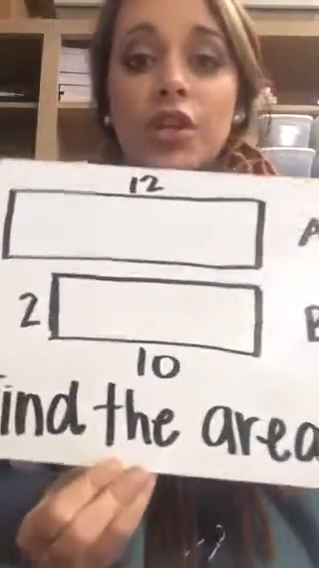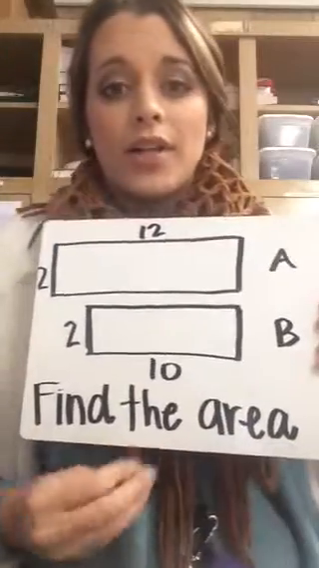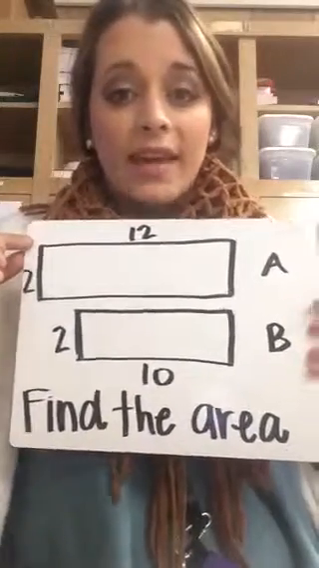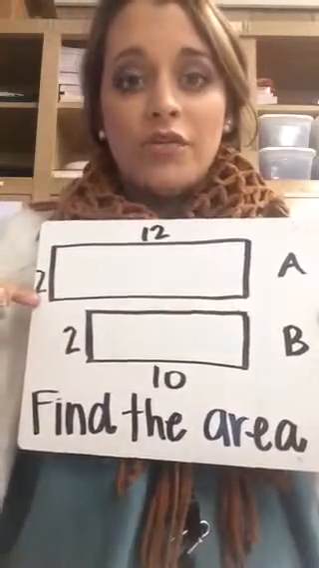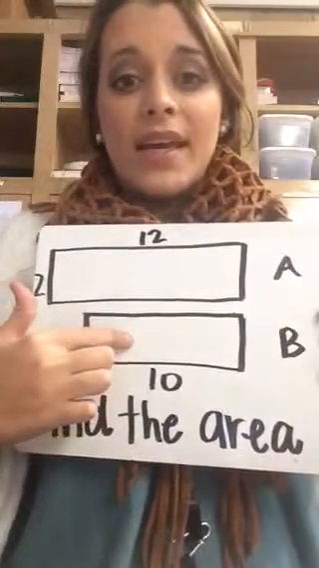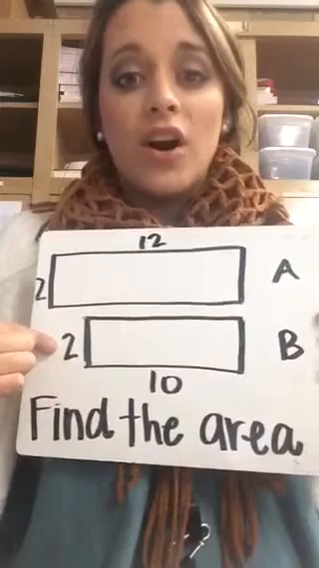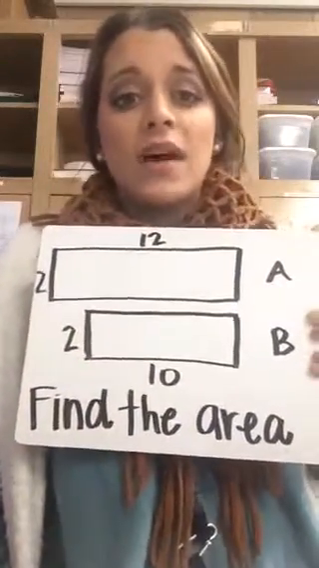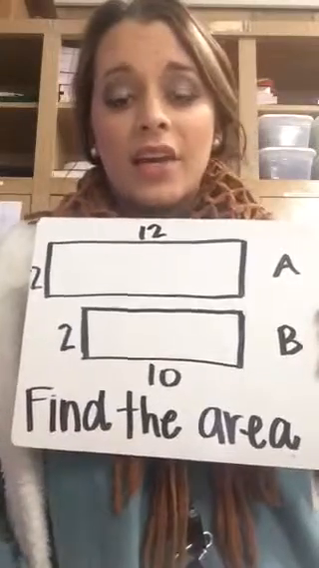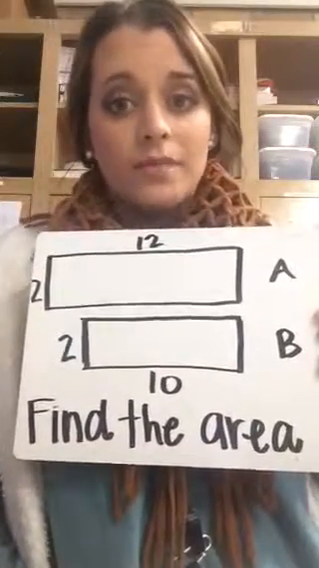This is what your figures are going to look like whenever you get them separated. You'll have your top figure A, which has a length of 12 and a width of 2 feet. And then your B is going to have a width of 2 feet also and a length of 10. And the next step that we have to do is find our area. And we know the area is length times width, don't forget.